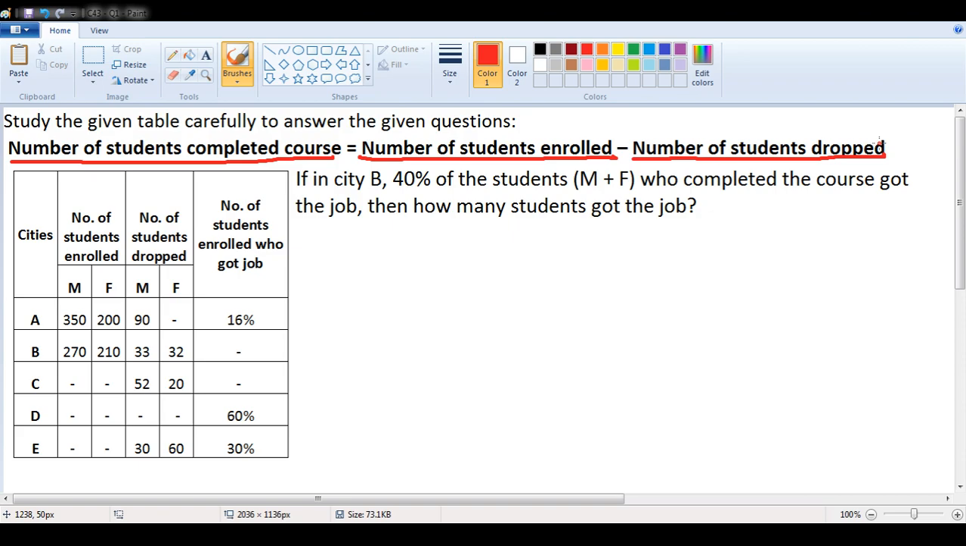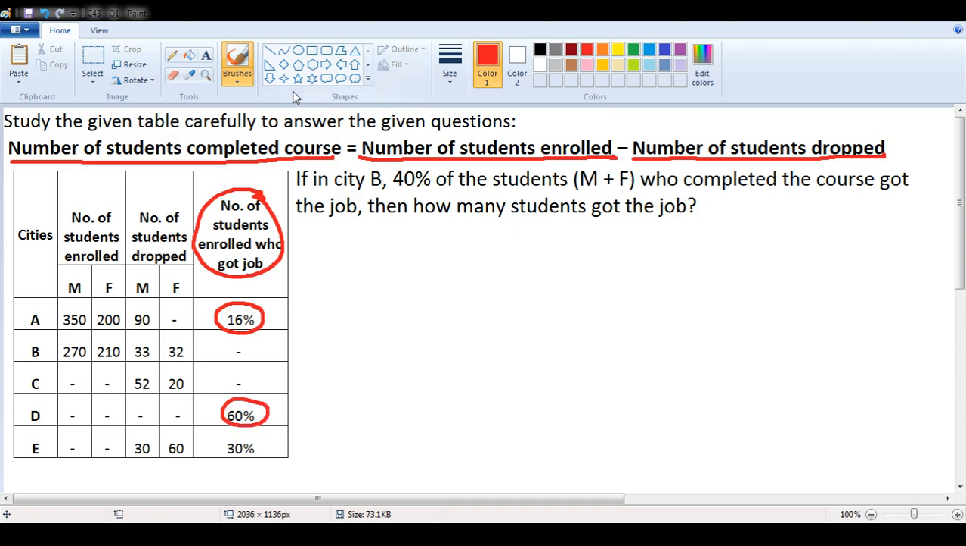Number of students enrolled, with the male and female ratio, is given for some cities. Number of students dropped for male and female values are given. And the last column says the percentage of students enrolled who got the job. That means 16% of people who enrolled got the job, right? 60 percentage of people who enrolled got the job. That is the meaning of these values, right?